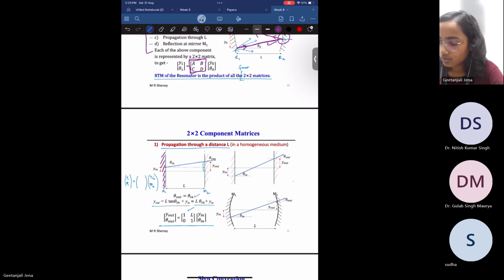If you see this, this is y in and theta in. So the ray is starting from here, right? So it is now propagating inside the medium before reflection. So y in is the height of the ray from the central axis, and theta is the angle that the ray makes with the horizontal line. And before reflection, the height will be y out and the angle will be theta out. Now, here you can see the ray is propagating inside the medium before reflection. If you consider a homogeneous medium, in a homogeneous medium the ray travels in a straight line. So it doesn't bend in a homogeneous medium.